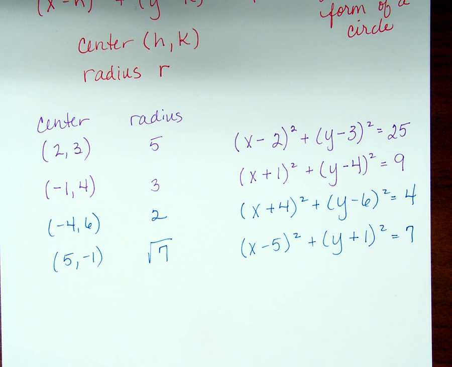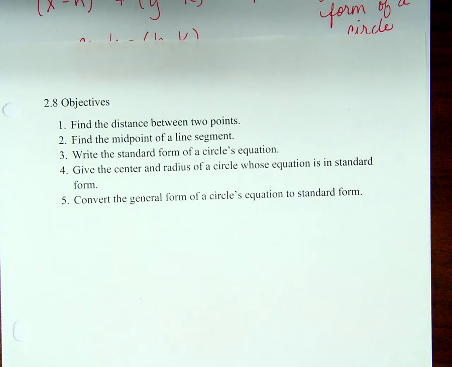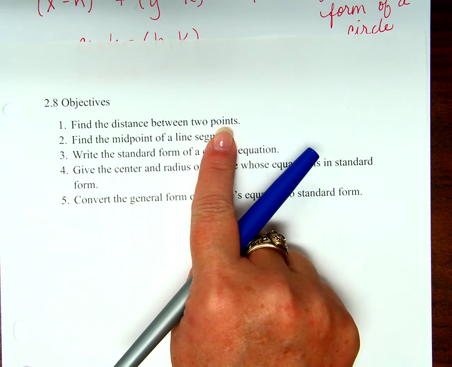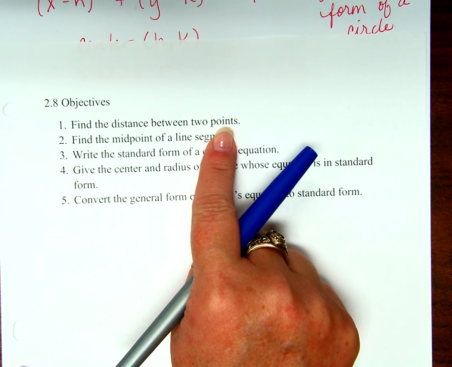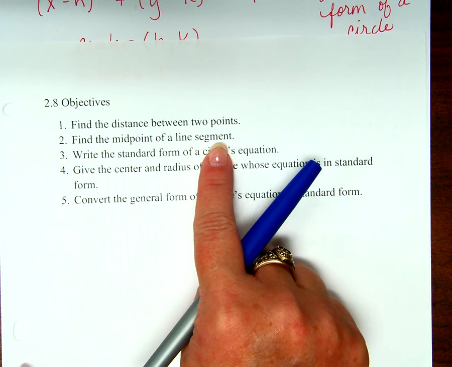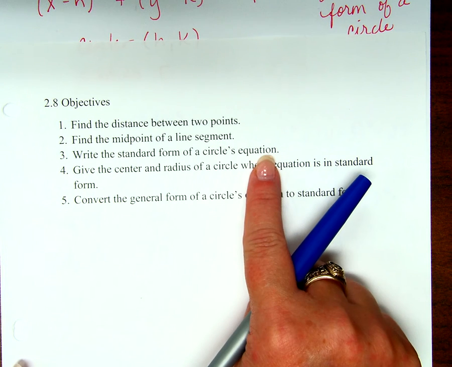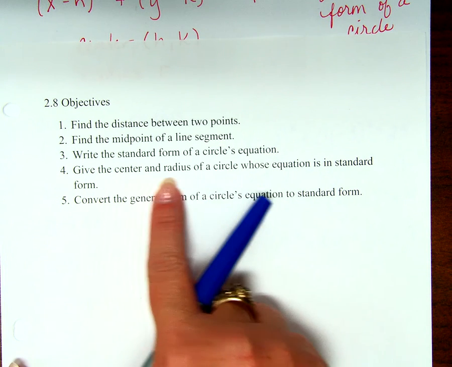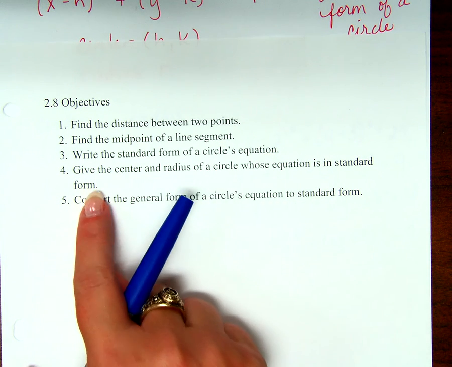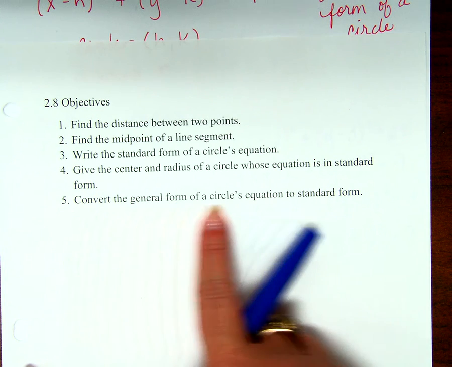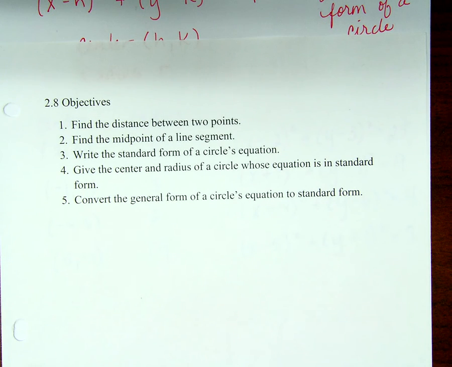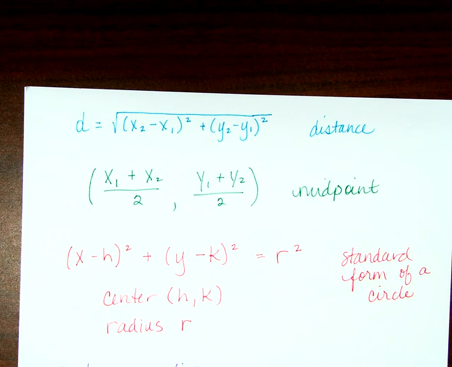Okay? All right. So, let's look back at our objectives. Find the distance between 2 points. You got that? Find the midpoint of a line segment. Okay? Write the standard form of a circle's equation. Give the center and radius of a circle whose equation is in standard form. Okay, so all we have left is this. Convert the general form of a circle's equation to standard form. You ready for that one? All right.